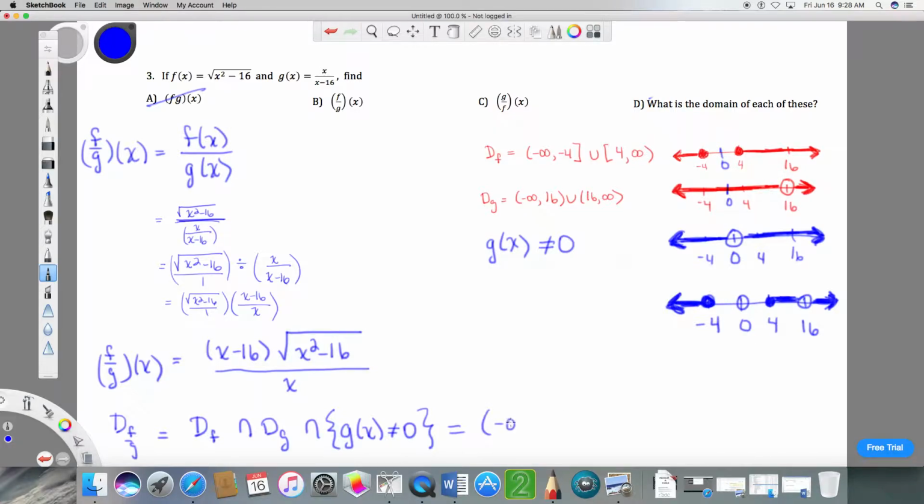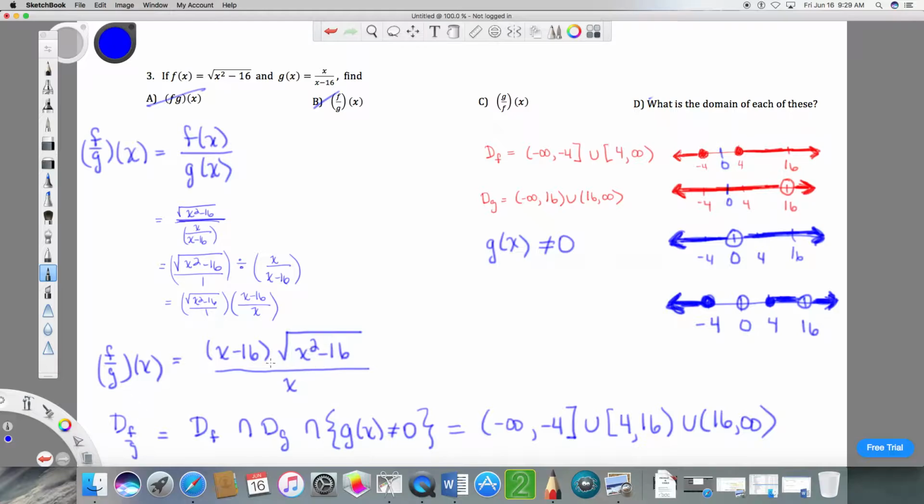From negative infinity to -4, including that endpoint of -4, and then there's a break. Now, this was not shaded, and neither was the value surrounding it, so that's just a gap all the way until I get to 4. And then to 16, and then from 16 to infinity. So there's my domain for this part B.